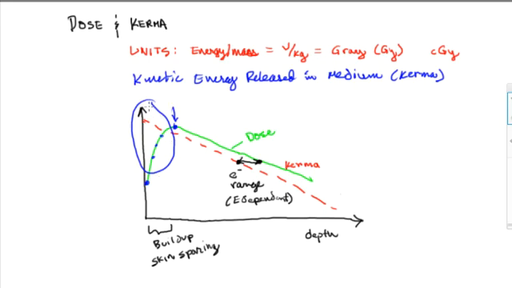Now, one important thing to note is that how deep this is, the depth of D max, is going to depend on the range of the electrons. At a higher energy beam, the range of the electrons is going to be longer, and it will take longer to reach that equilibrium point. It'll be at a deeper depth.